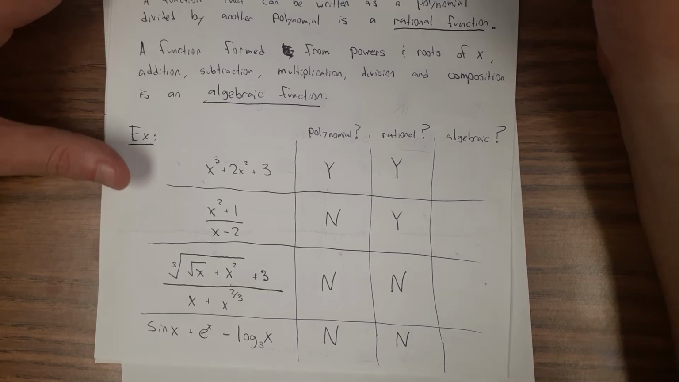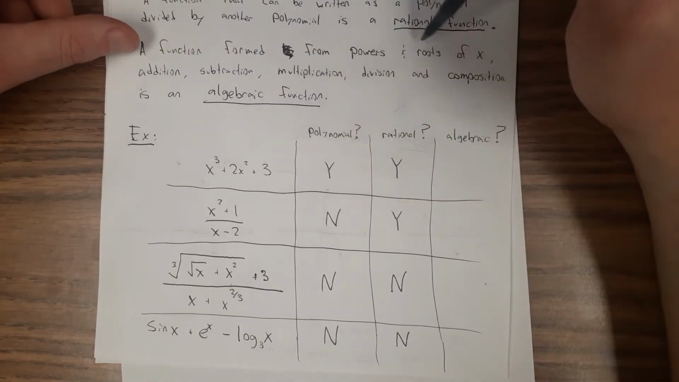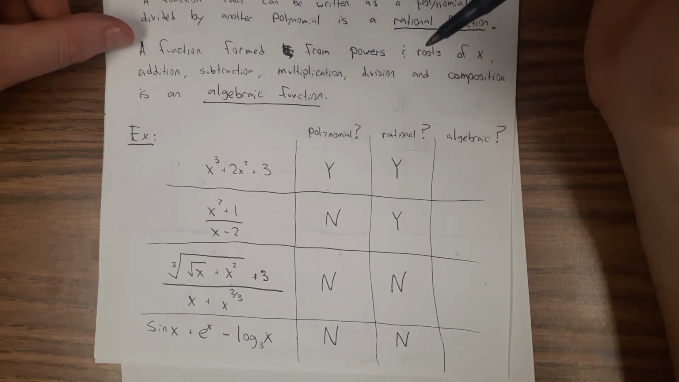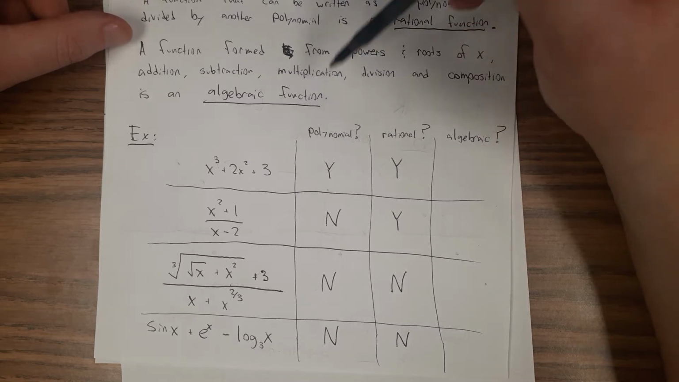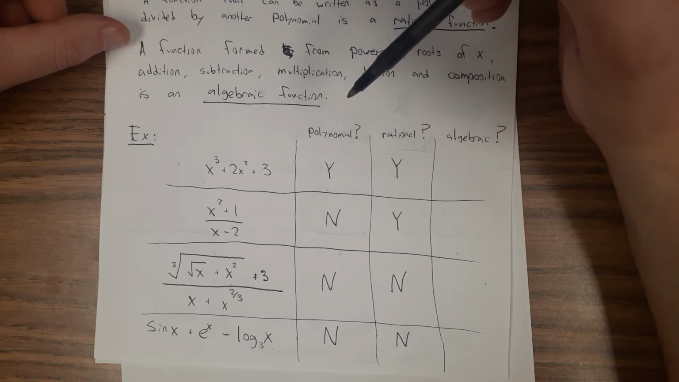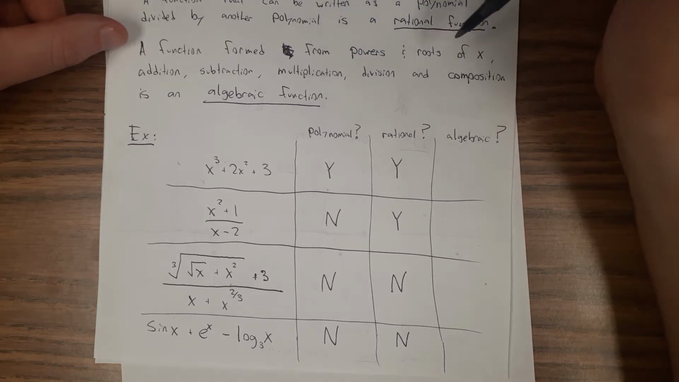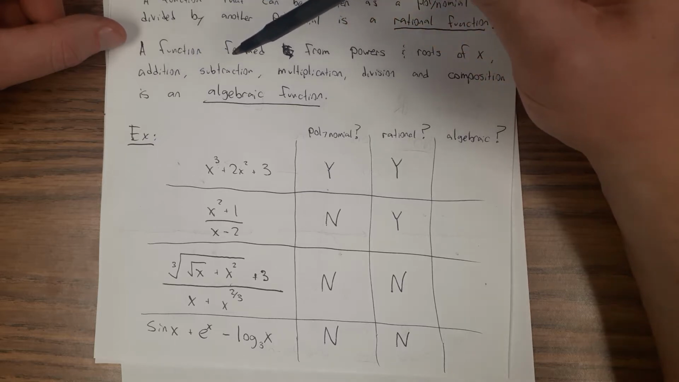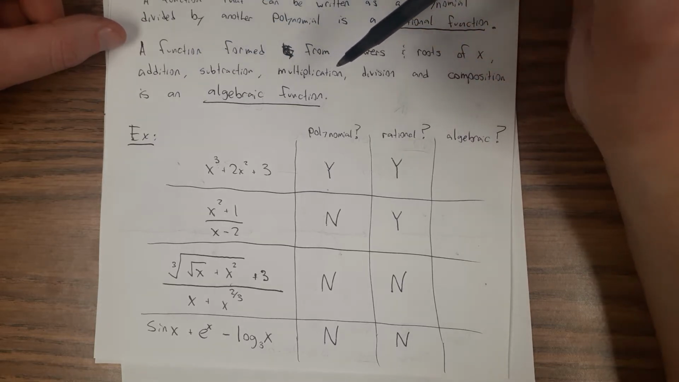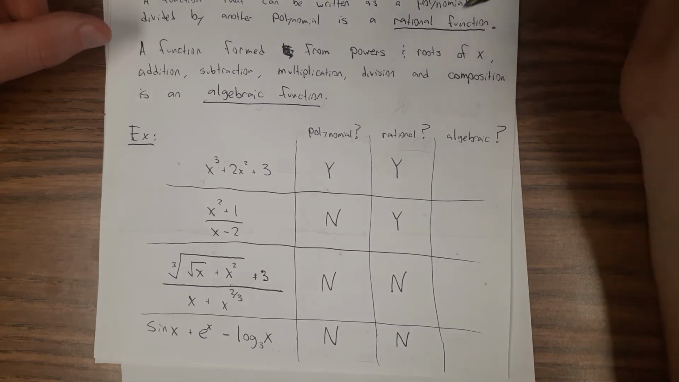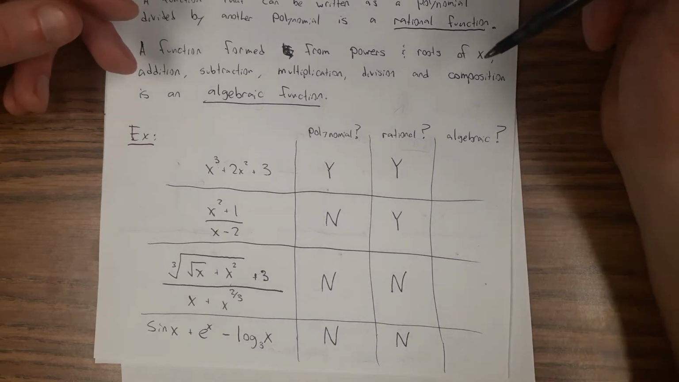Okay, let's move on. So now I get to actually defining algebraic functions, which is kind of the name of the lecture here. An algebraic function includes both polynomials and rational functions. It's a more general thing. It's any function that you can form from powers and roots of x. You're allowed to add them to each other, subtract them from each other, multiply them together, divide them, and you're allowed to do composition. Composition is like plugging a function into another function.